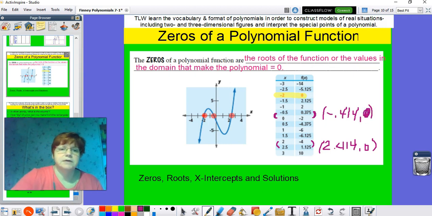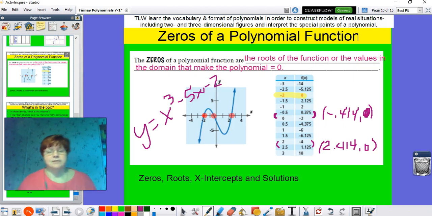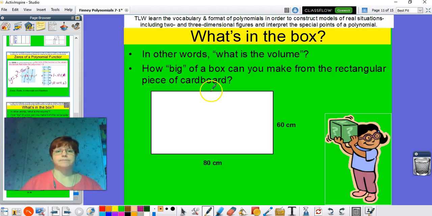The degree was 3, because our equation was y equals x to the 3rd minus 5x minus 2. I'm telling you that. Tomorrow we'll figure out how to find it. But to find that graph, bam, and now we have our 3 zeros. Okay? So now let's talk about how we can apply these problems.